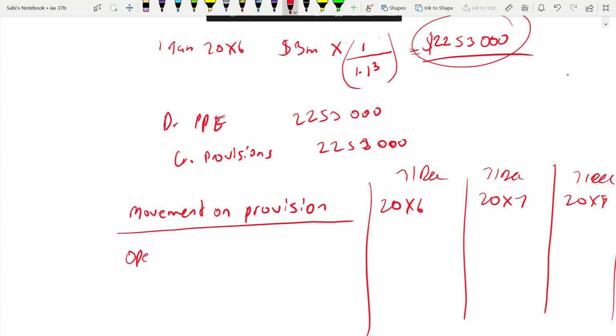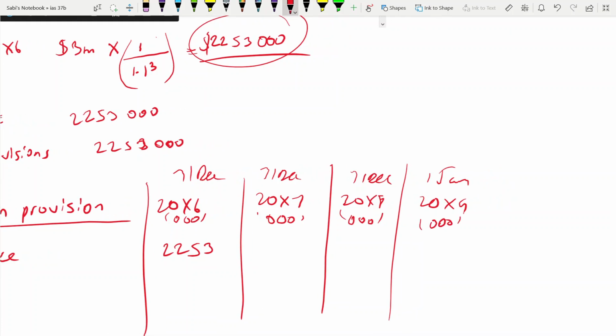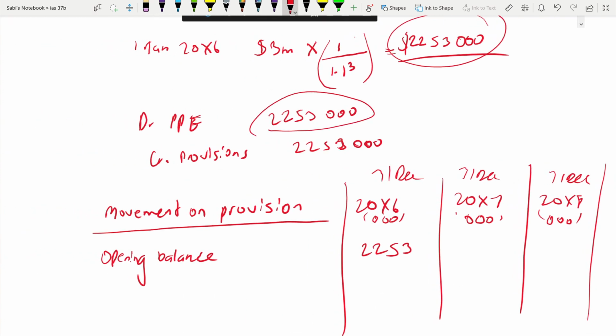Okay, opening balance. Opening balance, just now we have got 2,253. Okay, this will be in thousands. We'll drop the 3 zeros and deal in thousands. The work becomes easier, rather than dealing in millions. Okay, 2,253. I'm getting this figure from here. I have found it after discounting the 3 million, right? So this is the 2006 opening balance. After that, you take 10% on it, because 10% was the discount rate. 10% of this 2,253, because you have to unwind the discount. Remember, unwind. This is the meaning of unwinding the discount. 10% on the opening balance is 225.